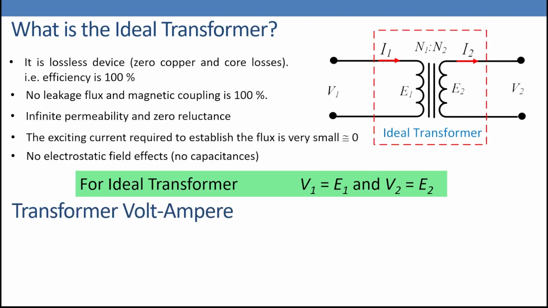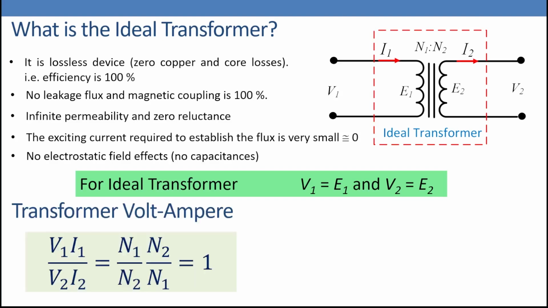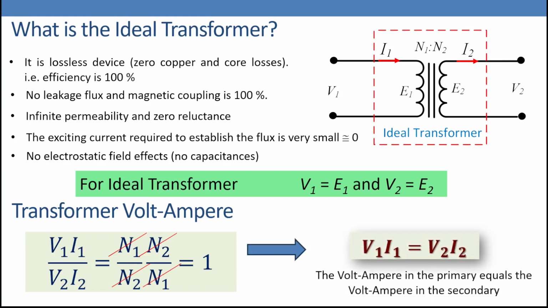So, for the transformer volt-ampere, V1 equals E1 and V2 equals E2, so we can say that V1 over V2 equals N1 over N2. If we multiply that by I1 over I2, where I1 over I2 equals N2 over N1, we can cancel those together. So V1 I1 over V2 I2 equals 1. So the volt-ampere of the transformer, V1 I1 equals V2 I2. The volt-ampere in the primary side equals the volt-ampere in the secondary side.